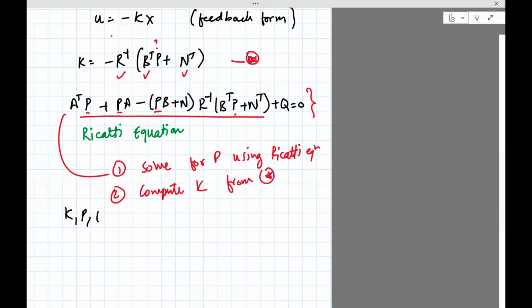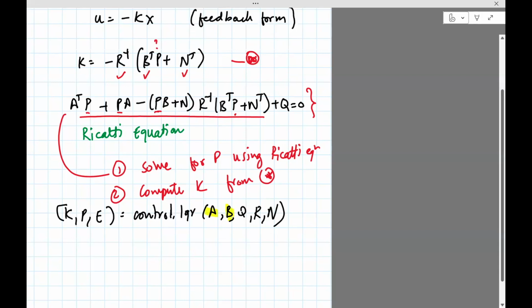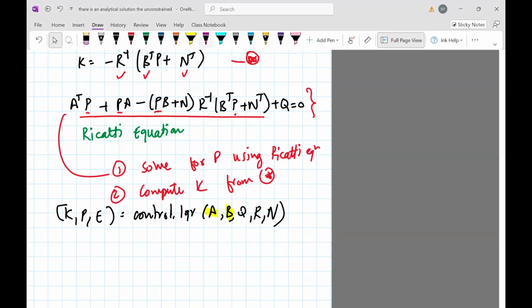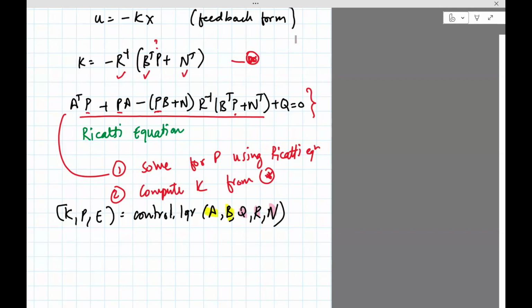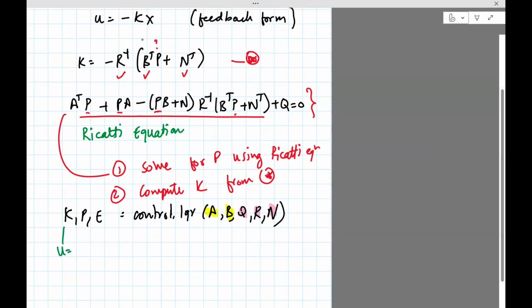All you do is K, P, E equals control dot LQR, A, B, Q, R, N. So you supply it with the system dynamics A and B, and then you supply it with the user chosen values for Q, R, and N, and lo and behold, you will get K, P, E. K is the feedback gain, P is the poles, U equals minus KX. Remember that.